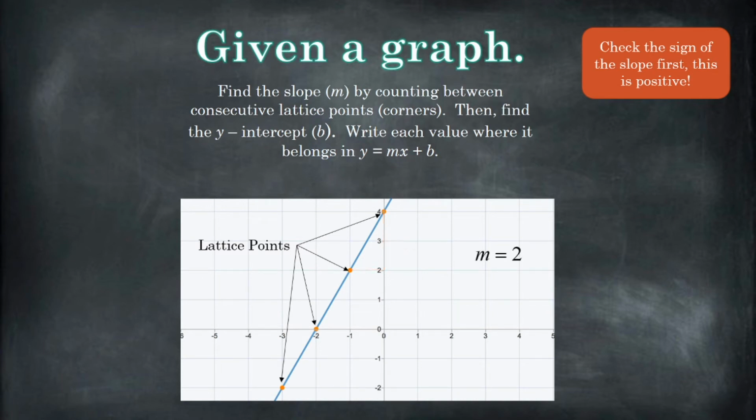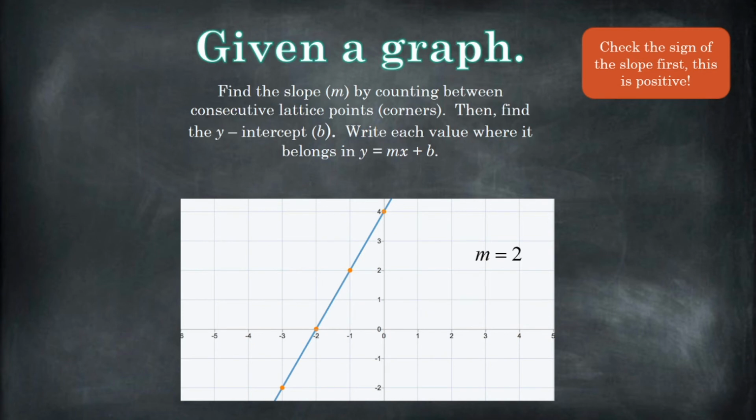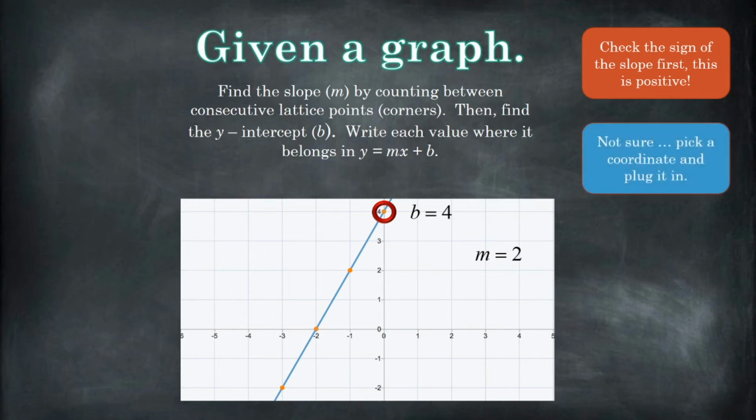But let's say you didn't count from those 2 points. You still get the same exact slope. So check this out. That is a rise of 4 and a run of 2. Just make sure you reduce. Still have a slope of 2. So now, we've got a slope of 2. All we've got to do is look and see what the y-intercept is. It's 4. So all you've got to do is just plug that stuff in. So here's our equation, y equals 2x plus 4.